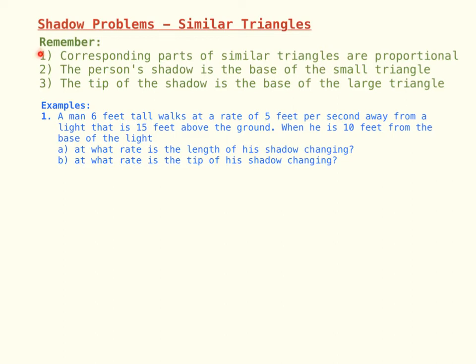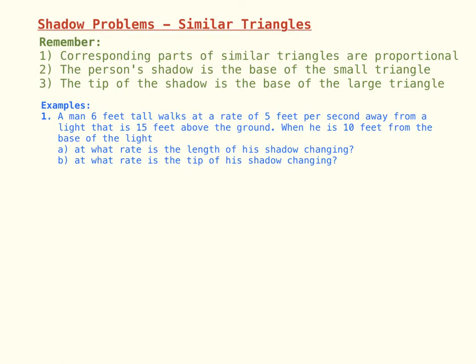So first, corresponding parts of similar triangles are proportional. And that's going to be very important. That's something that you learned in geometry, and we definitely have to use its application here to do these problems. The second thing is that the person's shadow is going to be the base of the smaller triangle. The next two things you're not really going to understand until we draw the pictures, but I just wanted you to get them down. And the third is that the tip of the shadow is the base of the larger triangle.